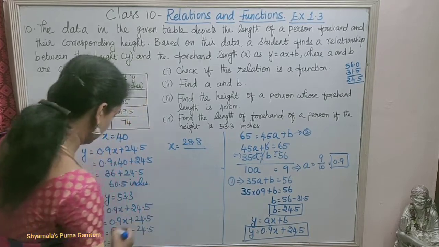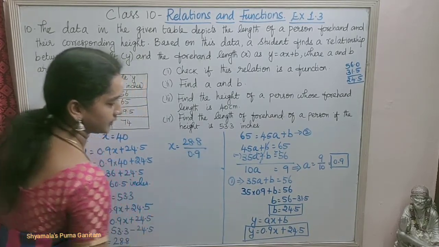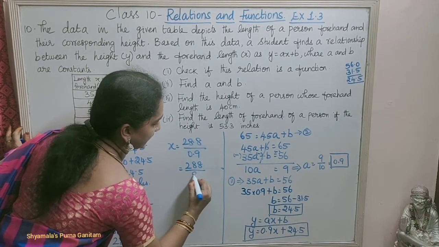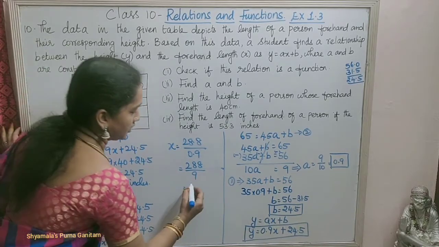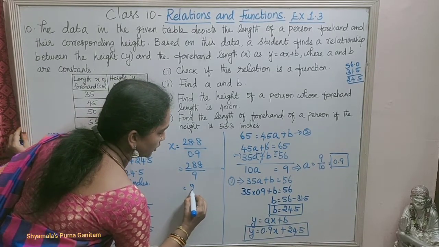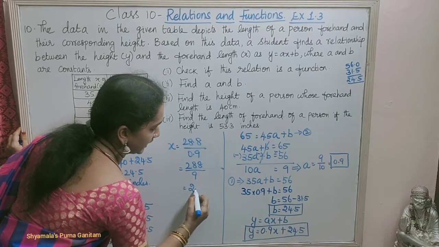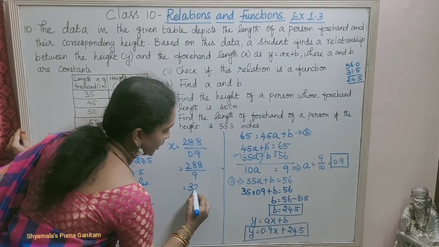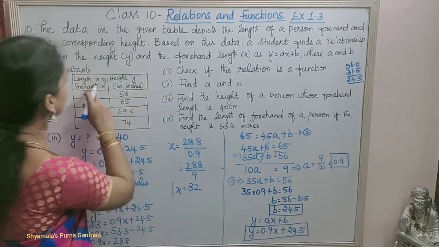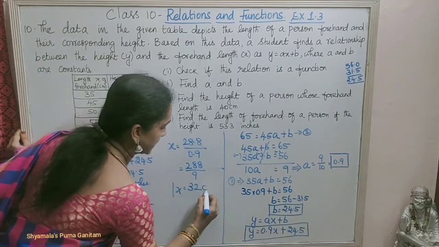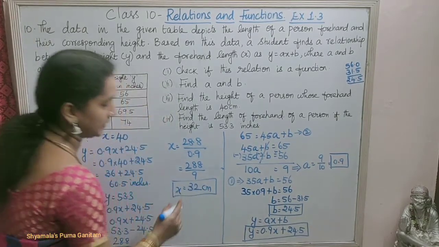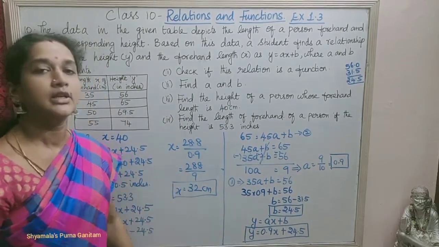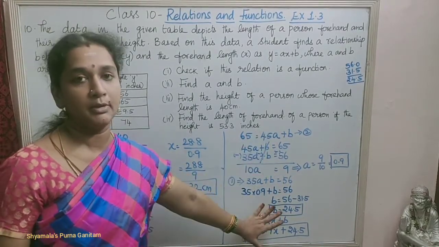So when I simplify this, x is equal to 28.8 divided by 0.9. Okay, so when I multiply it by 10, it will be 288 by 9. Okay, then 9 2s are 18, the balance 10 will be there. 9 3s are 27, you will get 1, 9 2s are 18. So the x value is given in centimeters. So x is equal to 32 centimeter. So this is how it has to be done. Do it carefully. Each and every step has to be done in a proper way.